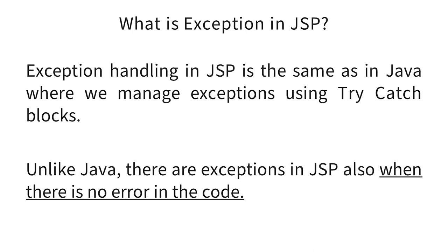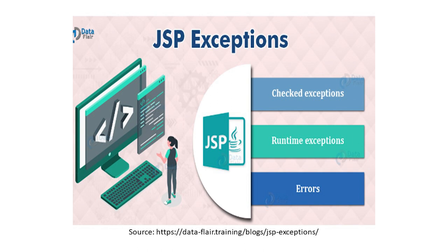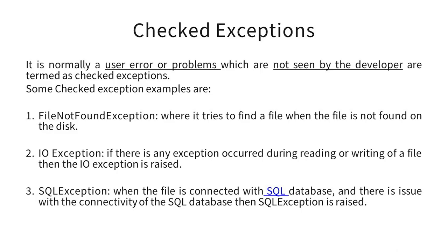Like Java, there are exceptions in JSP also. When there is no error in the code at the time of development, but while running, any error or exception occurs, this is called an exception, and handling it is called exception handling. In JSP we have three kinds of exception: checked exception, runtime exception, and errors. First of all, we will discuss checked exception.